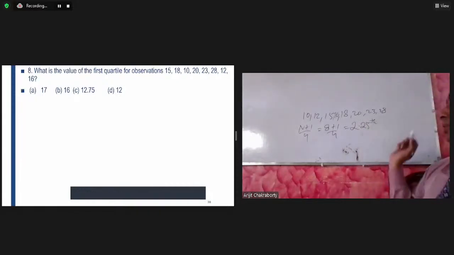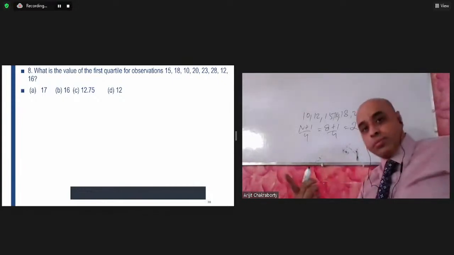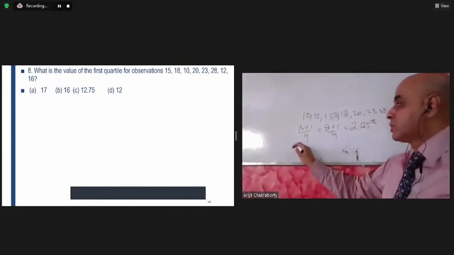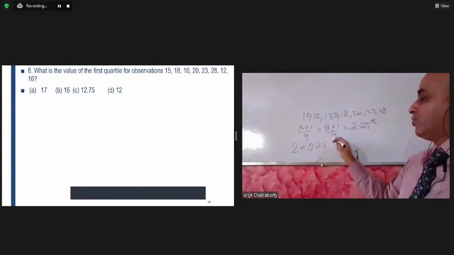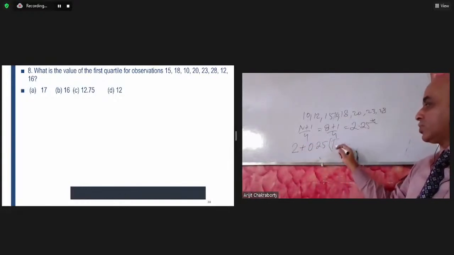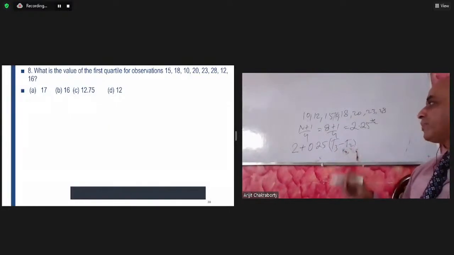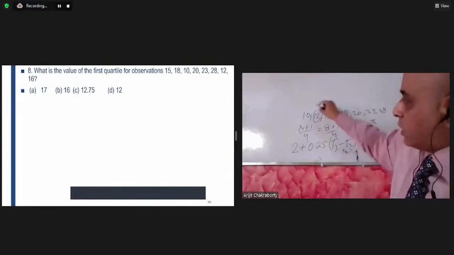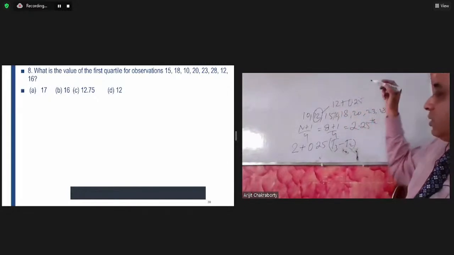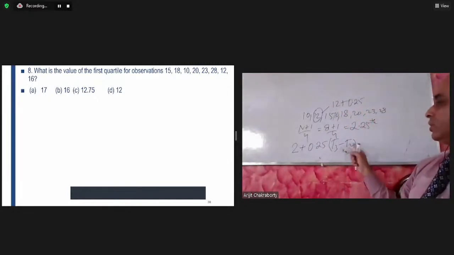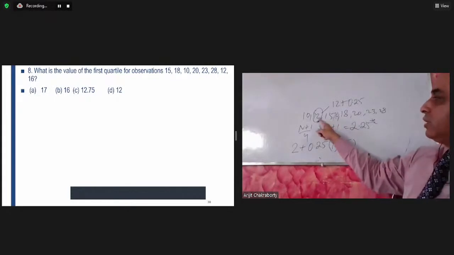2.2 fifth observation. 2.2 fifth means the second observation plus 0.25 between observation 3 minus observation 2. So the second observation is 12. So I will take 12 plus 0.25 multiplied by T3 minus T2. T3 is 15, T2 is 12.